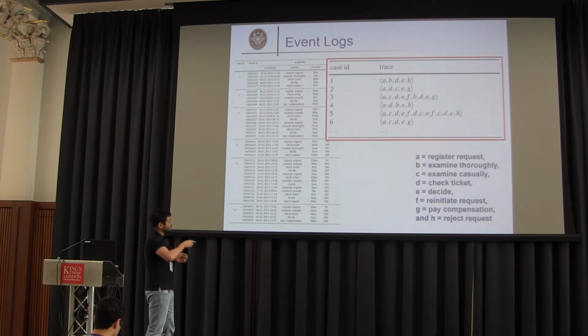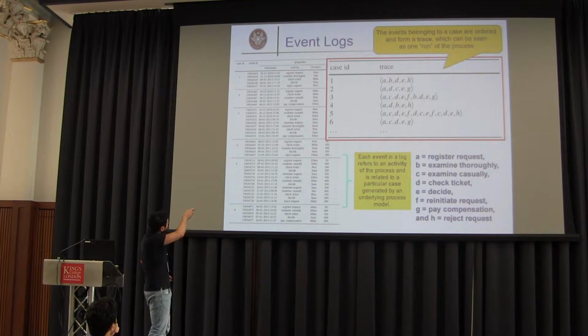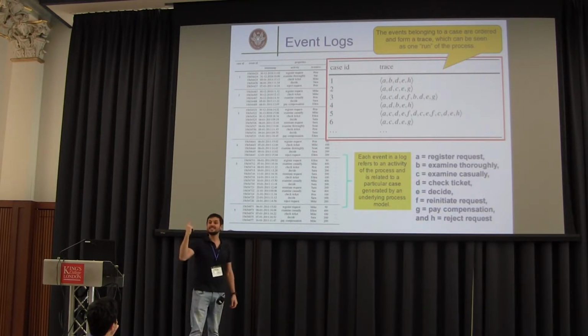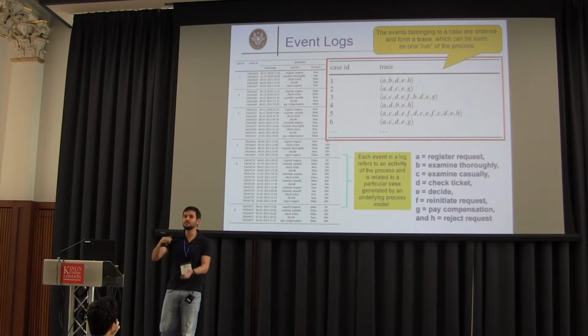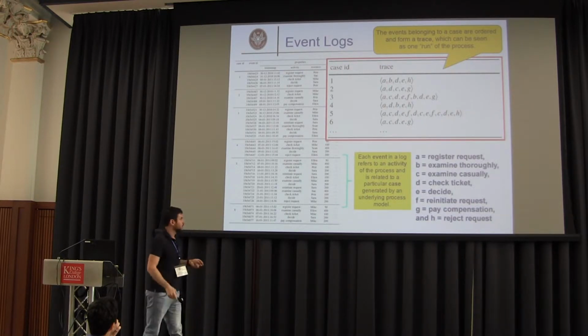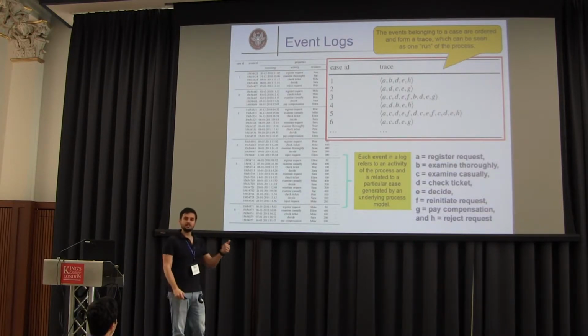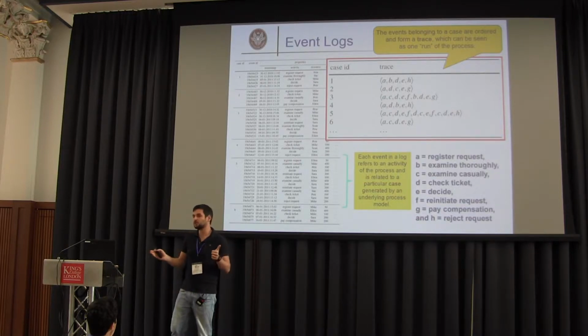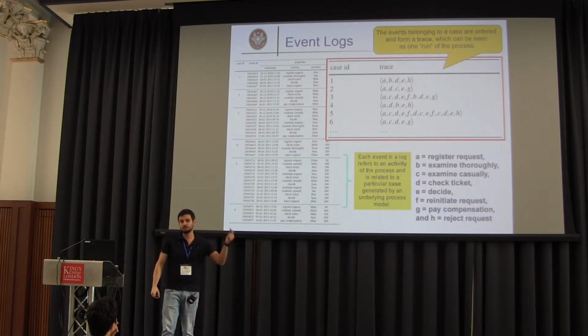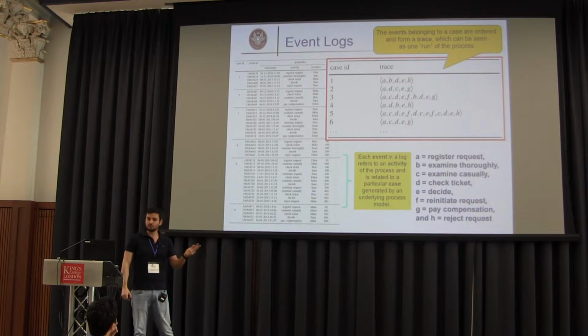Event logs have this format. An event log is composed of a certain number of cases. Each one of these boxes is a case. A case is a single execution of a process model, so it's a single run of the system. Each row of each case is an event. An event is an activity executed with some information associated with this activity, for example, timestamp, data, the resource that executed the activity, and so on.